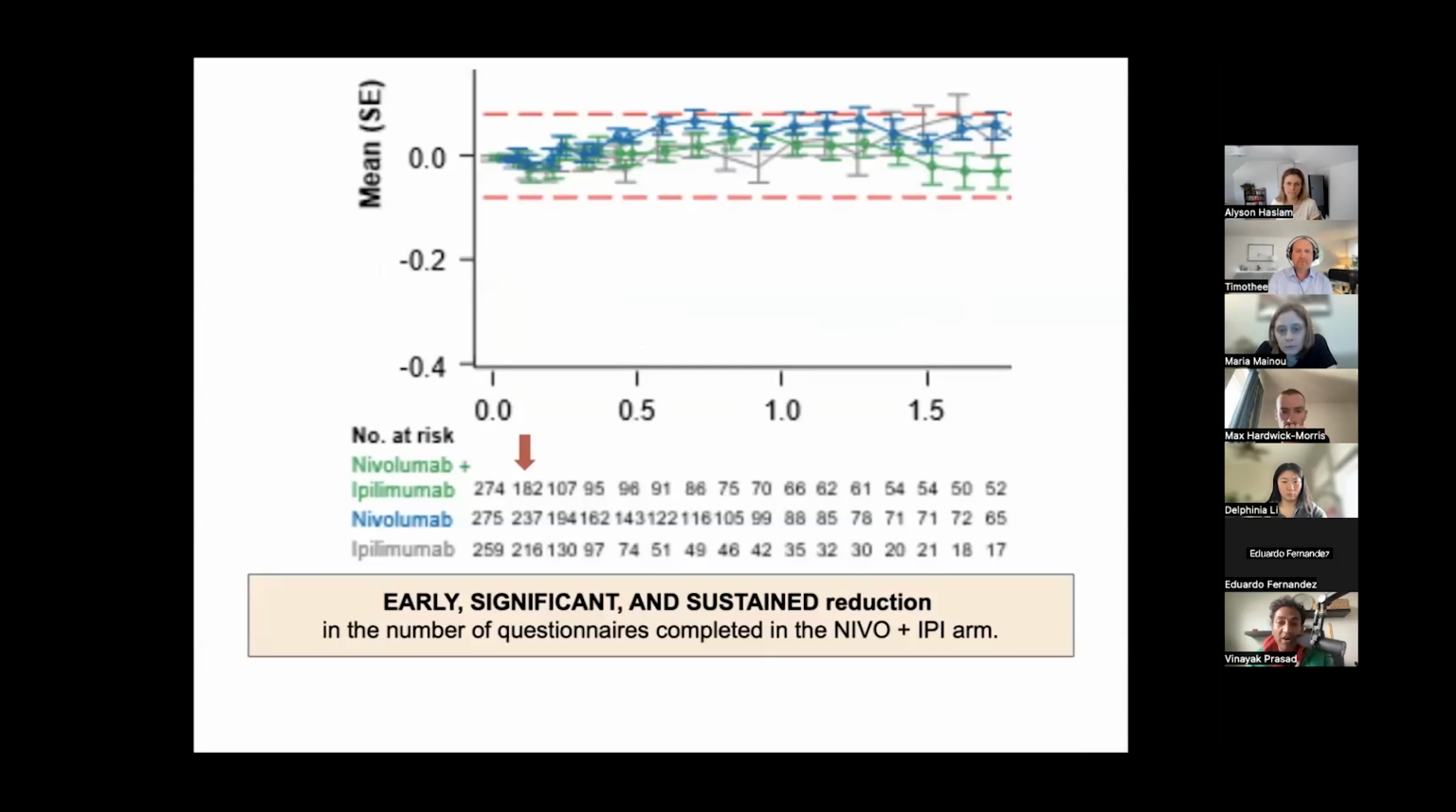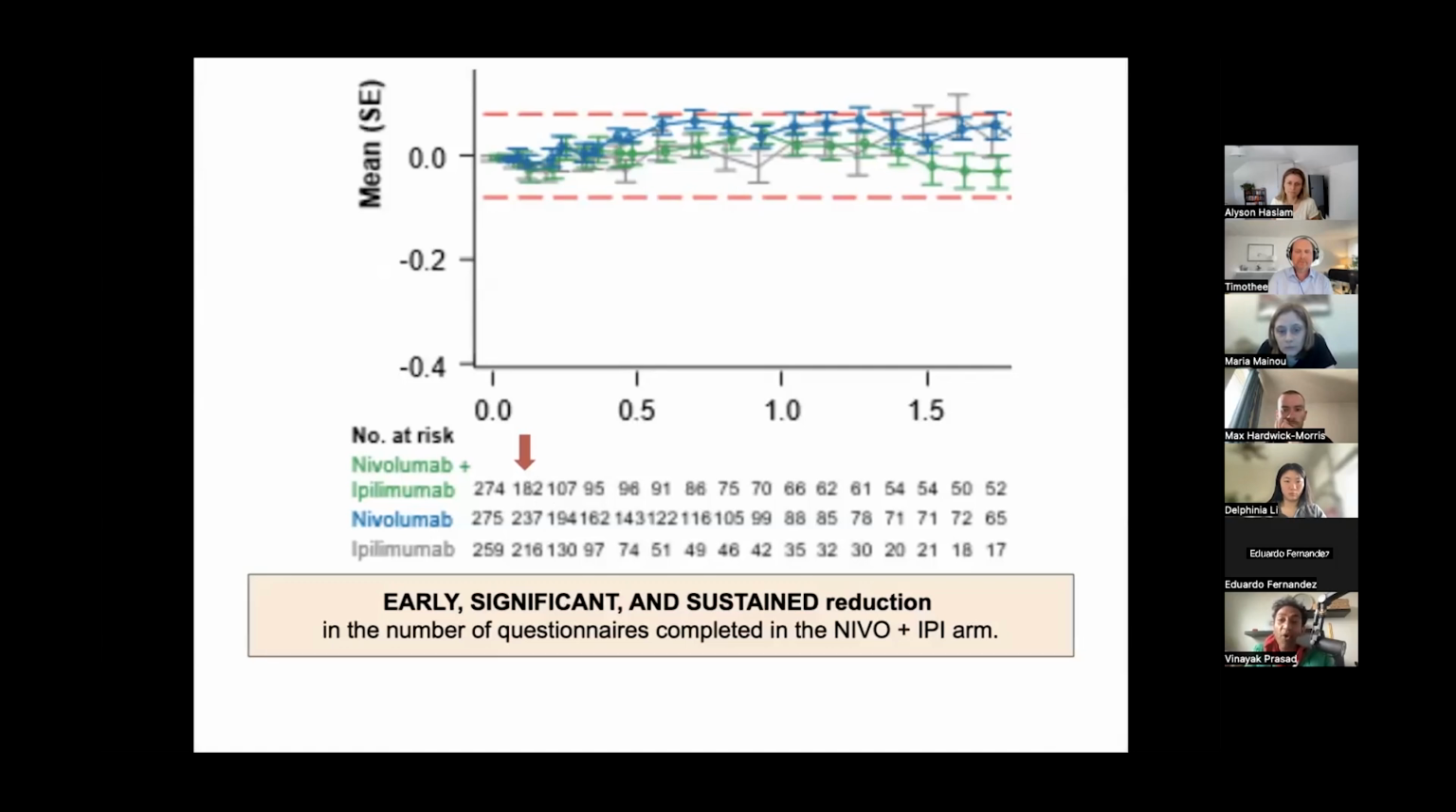And so what he shows in this figure and this next figure is basically the reason the quality of life is no worse is that many, many people are not completing the Nivo-Ipi form. Look at this. At time point 1, 237 people are completing the Nivo form for quality of life. Only 182 people are completing the Nivo-Ipi form. There's so much more missing data with Nivo-Ipi. Why is that? Why are some patients on Nivo-Ipi not having the strength to complete the form? And the answer is probably they're not feeling so good.